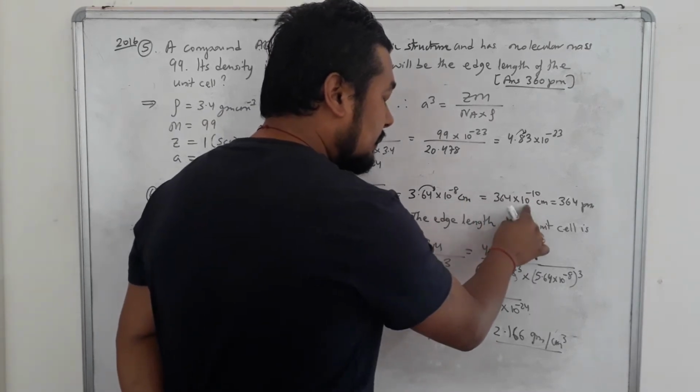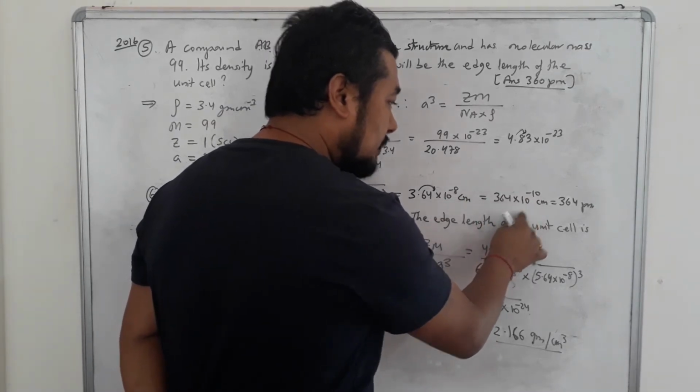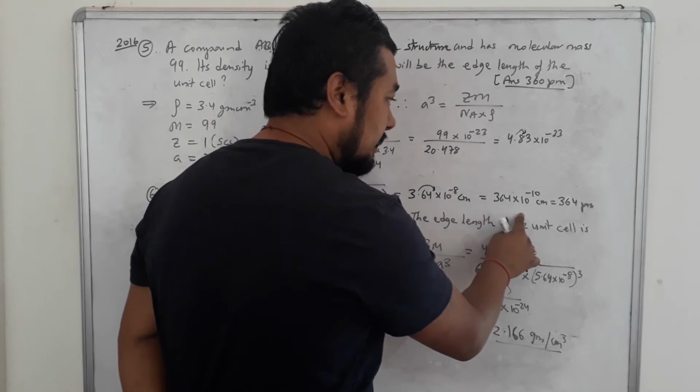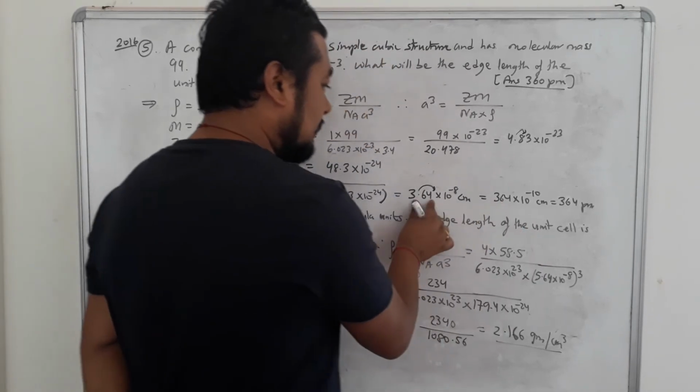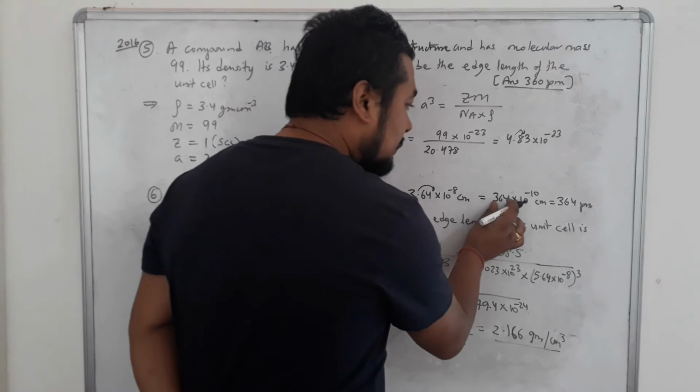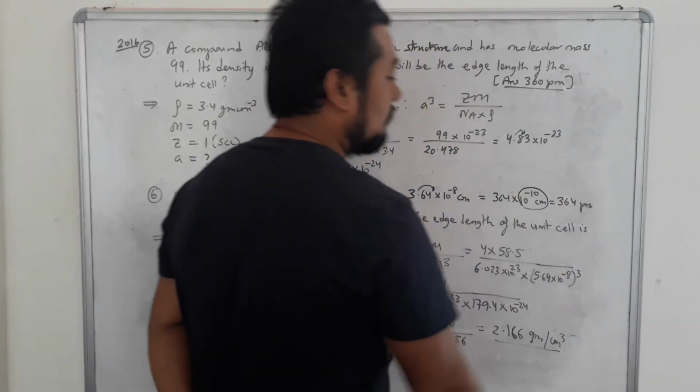So what we have taken out from here is 10 to the power minus 2, which goes down and becomes 10 to the power 2, which means 100. And when you divide with this, you get this much only. Now you know 364 is here, and this means what? Picometer. So write 364 picometer.